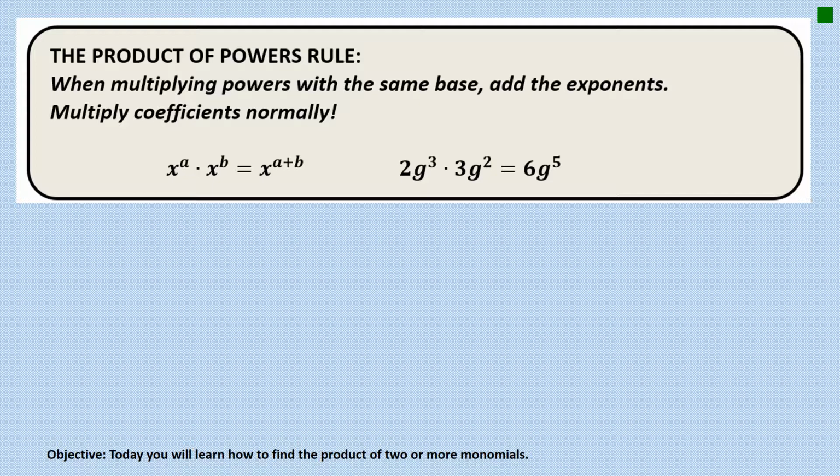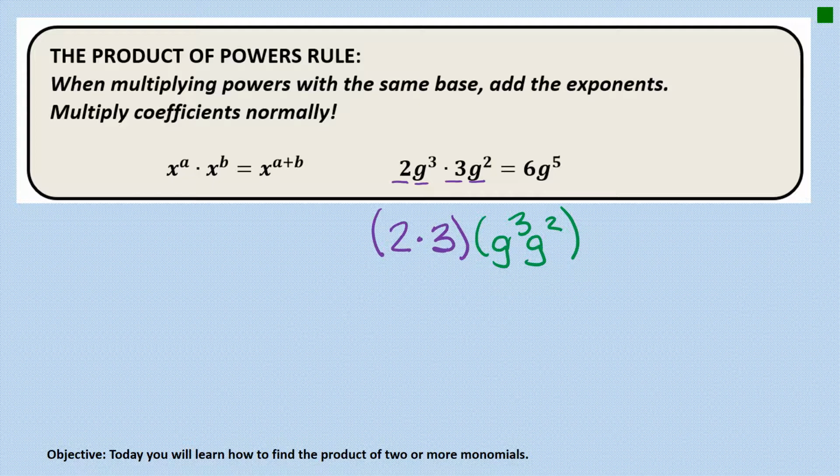Okay, the product of powers rule. When multiplying powers with the same base, add the exponents. Here's what the reason is for that. We're going to look at the 2, the g cubed, the 3, the g squared. They're all being multiplied. I'm going to talk about houses. In one house, I'm going to put the numbers. 2 and 3 go in the same house because they're the same kind of thing. I'm going to put the g cubed and the g squared in the same house.